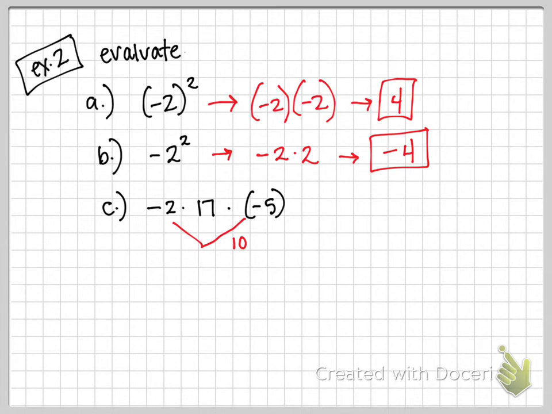So the 10, notice, will be positive if we do -2 times -5. And then we multiply 10 by 17. Charlie, what did you get? 170. Good. Positive 170.